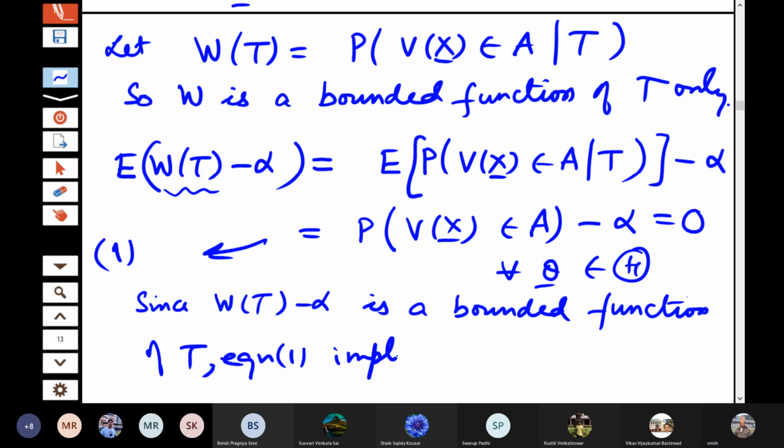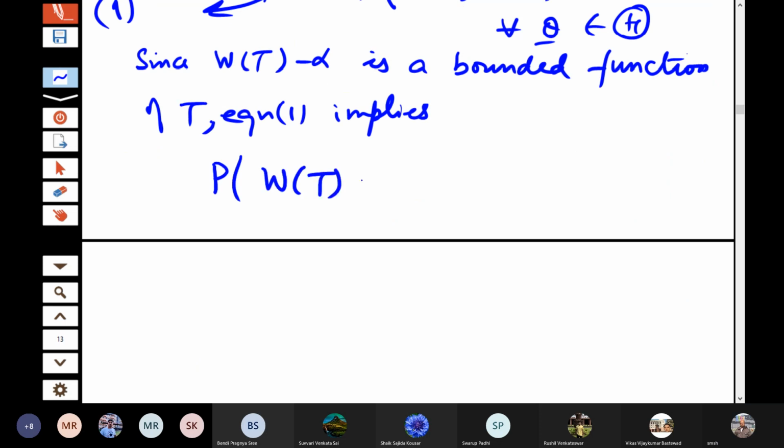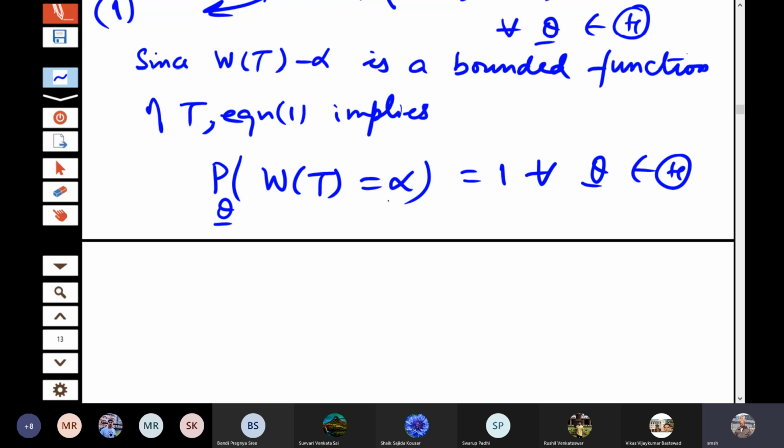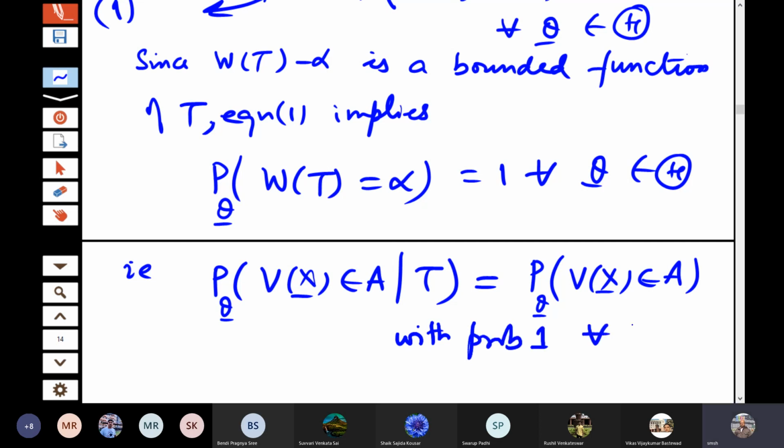Equation 1 implies that probability that Wt is equal to alpha must be 1 for all theta. But what is Wt? Wt is nothing but probability of Vx belonging to A given t. That is, probability of Vx belonging to A given t is equal to alpha, with probability 1 for all theta.